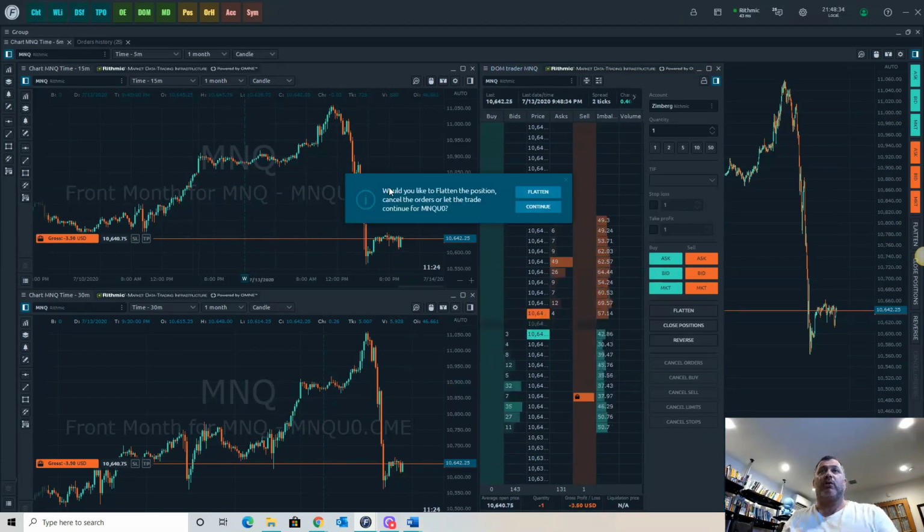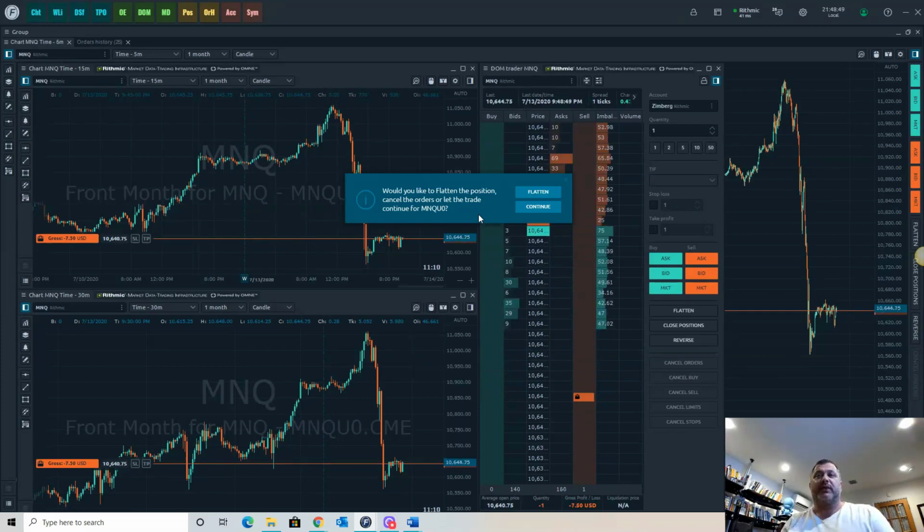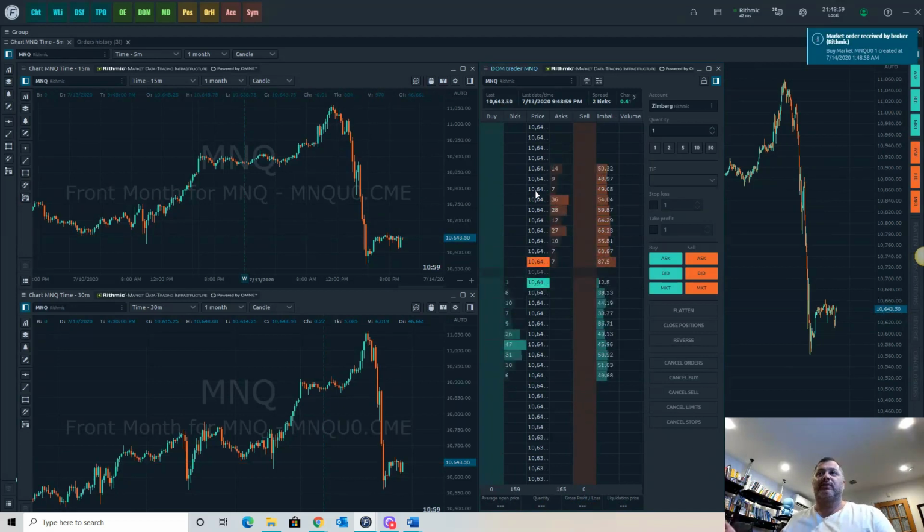Okay, so here's the alert. The alert says, would you like to flatten the position, cancel the order, or let the trade continue for your trade, right? So in this case, I just want to show you that, let's assume that we're in a trade, we didn't hit the stop or anything like that, nothing bad has happened in the market, and we just want to flatten the position. You could continue, of course, but you could flatten it. Let's illustrate it again.